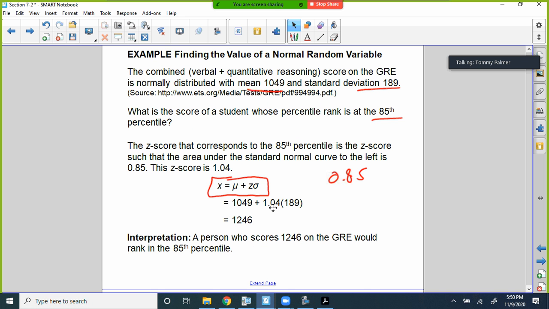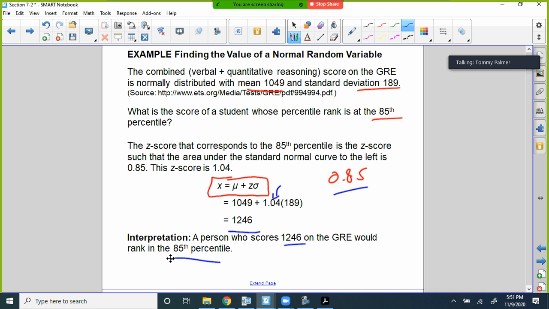The 1.04, okay? They told us that they were in the 85th percentile. That's the area underneath the curve. So we found a z-score that equated to that. 1.04 times 189 plus 1,049 gives me a score of 1,246. A person who scores 1,246 on the GRE would be in the 85th percentile.